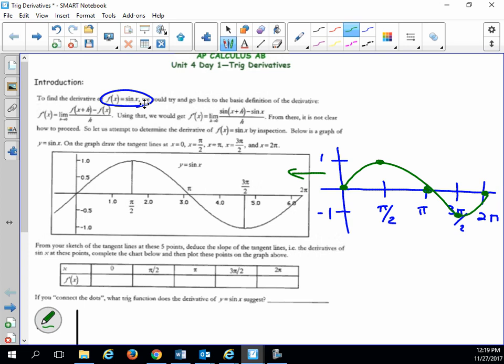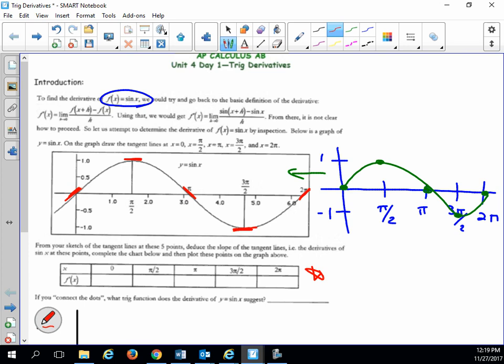But now I want to talk about the tangent lines. So on your sine graph, hopefully you've sketched a sine graph on your paper. On your sine graph, draw in the tangent lines at the 5 points that I have listed down here. They are 0, pi over 2, pi, 3 pi over 2, and 2 pi. We're going to graph the tangent lines. Okay? So there's the first tangent line, second tangent line, third tangent line, fourth tangent line, and fifth tangent line.